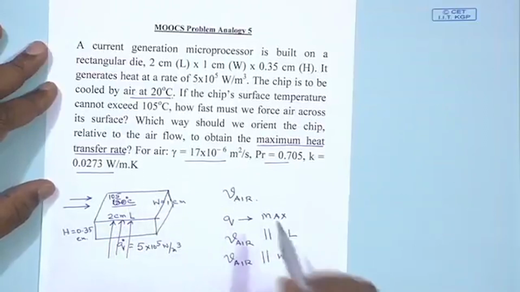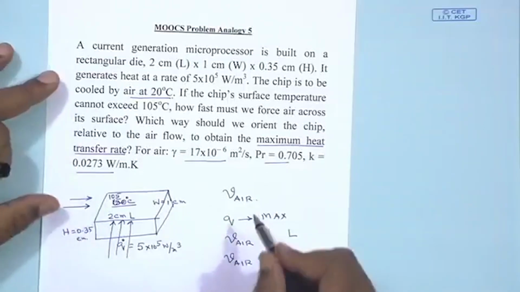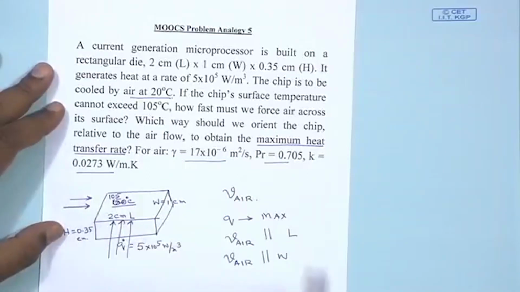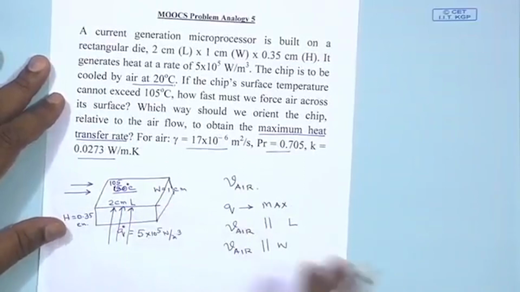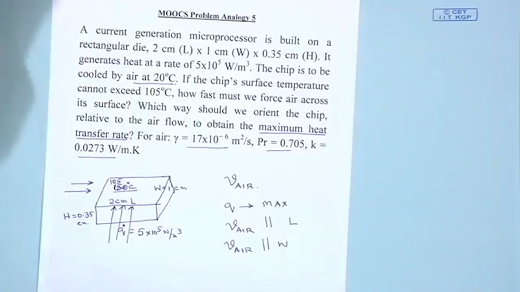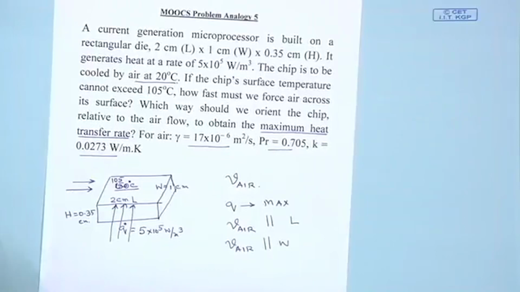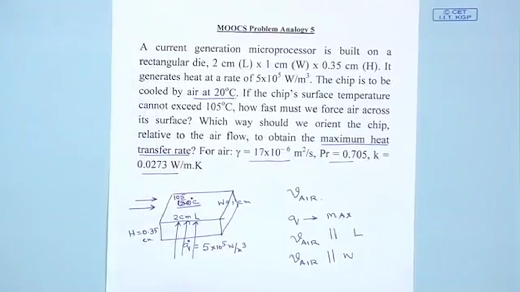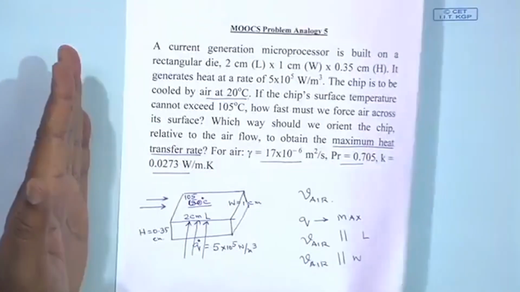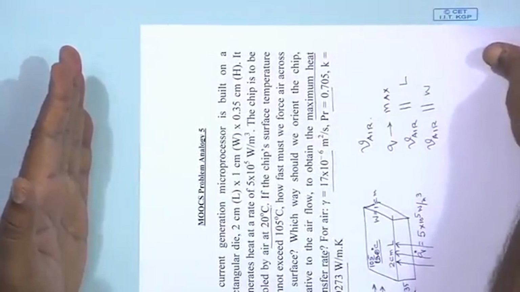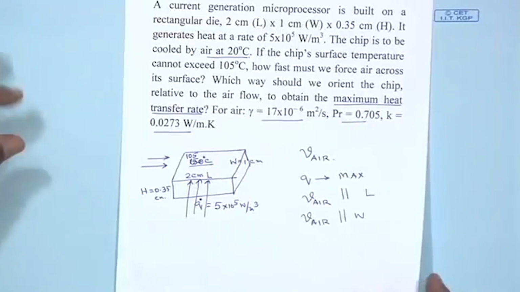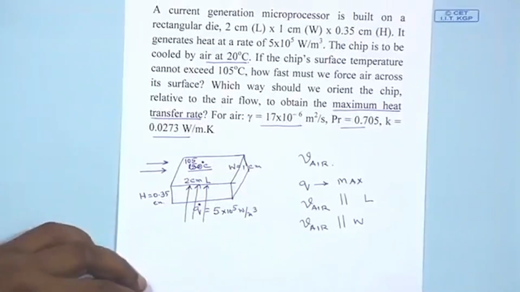So, you need to calculate what is the velocity of air in order to maintain the temperature at 105, and in which way we should orient the chip. Let us say this is my L and this is my W. If the velocity is in this direction, should I keep it like this or should I keep it like this, in order to have the maximum transfer of heat. So, this decision is what we need to make.